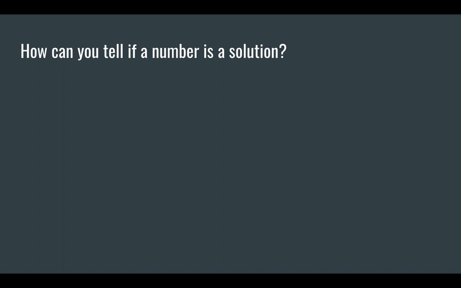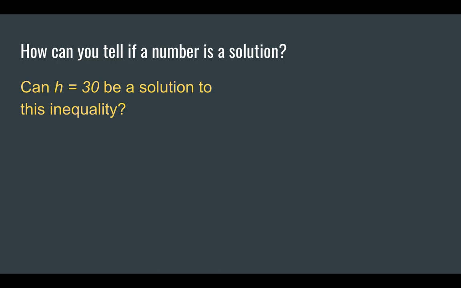The last thing we're going to look at is how to tell if a number is a solution. So can h equal 30 be a solution to this inequality? H minus 9 is greater than 22. So the first thing we're going to do is plug in a 30 for h. So now we have 30 minus 9 is greater than 22. We have a question mark there because we want to know, is this true? Well, 30 minus 9 is 21. So now we have to ask ourselves, is 21 greater than 22? No. So 30 is not a solution to this inequality.